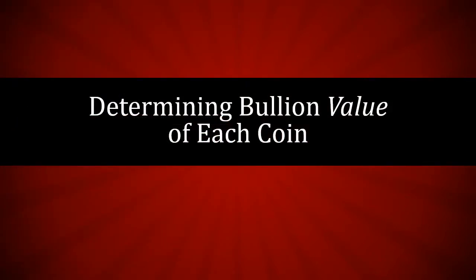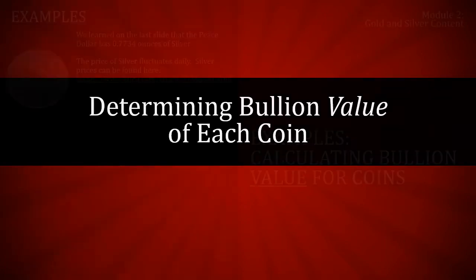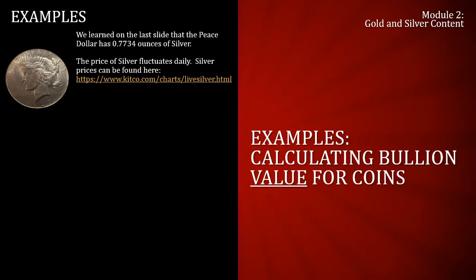Now that we know the bullion content of each coin, let's now translate that into what the value of the bullion is in each coin. The price of silver and gold fluctuates daily. So now that we know the content of bullion for each coin, we have to look to determine what the current value is of bullion.